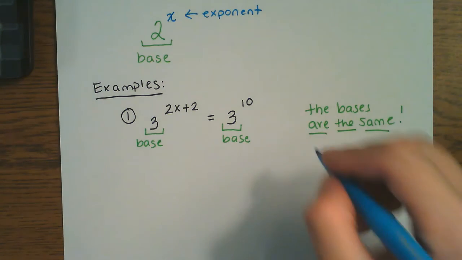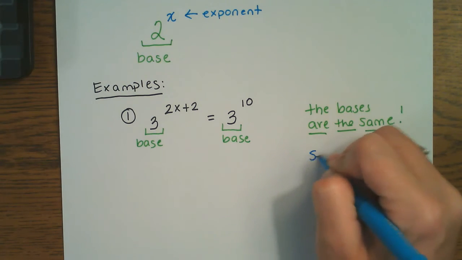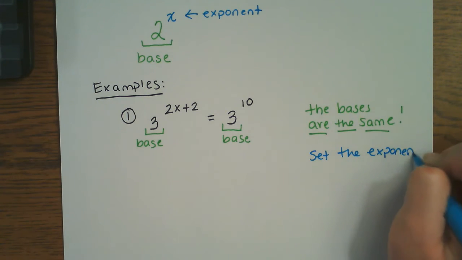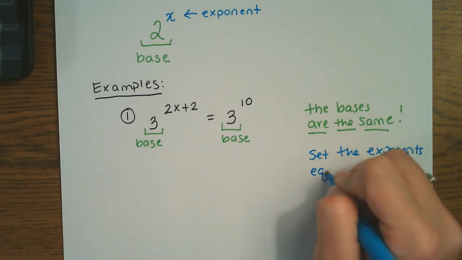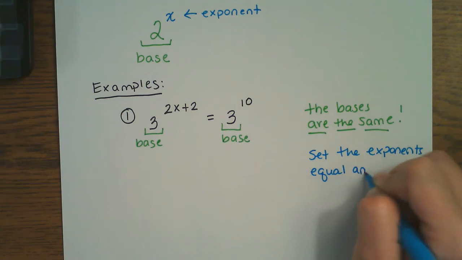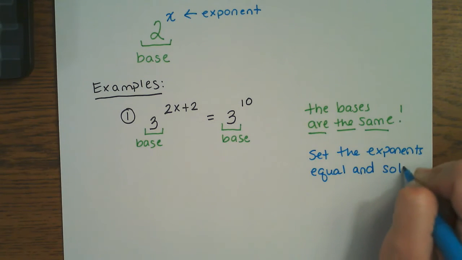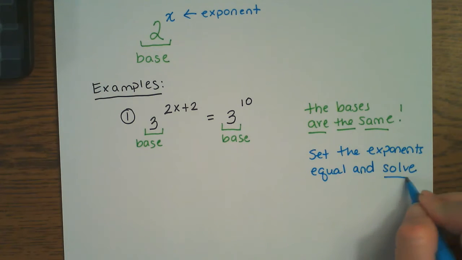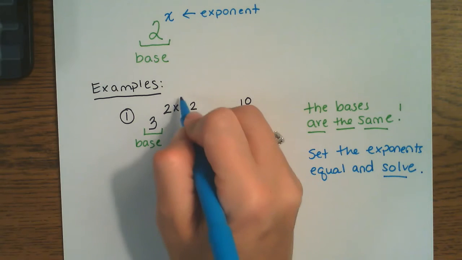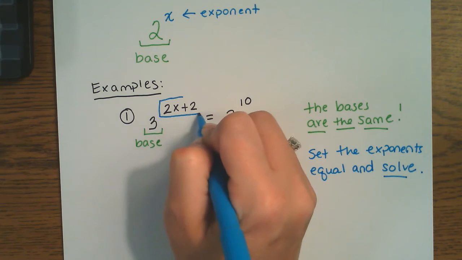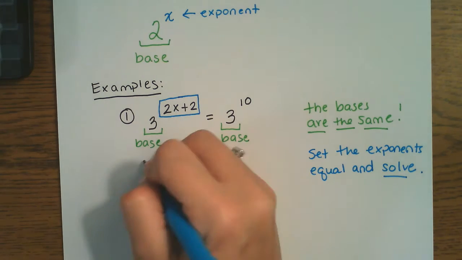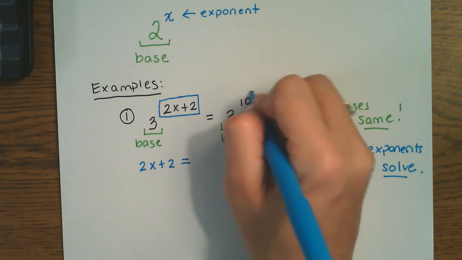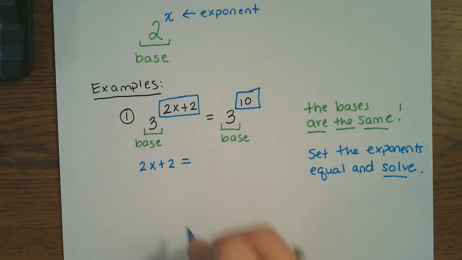When the bases are the same, all we have to do is set the exponents equal to each other and solve. So again, I've got 2x plus 2 equals 10.